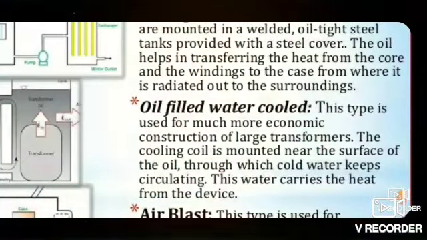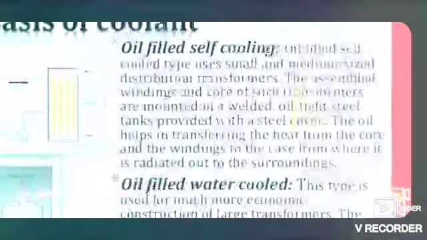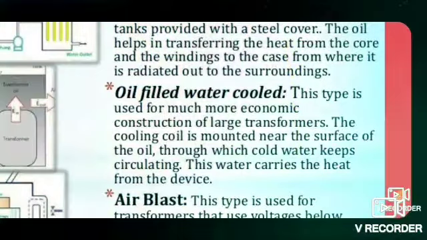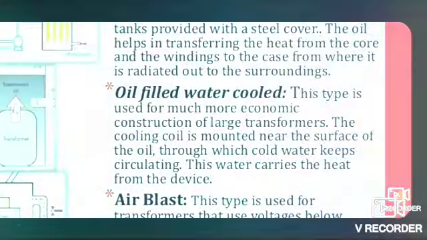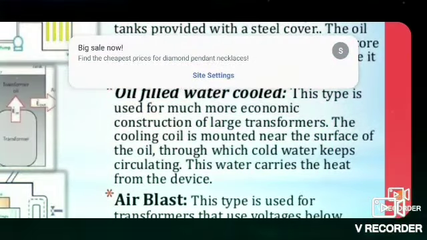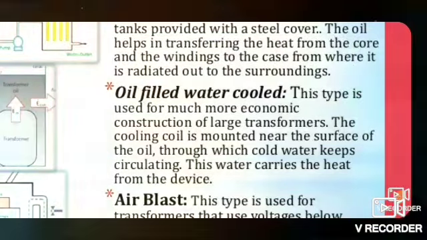So this type is used for much more economic construction of large transformers, but the first one is used for medium size and small size transformers. Second one is used for large size transformers. The cooling coil is mounted near the surface of oil, through which cold water keeps circulating. This water carries the heat from the device.